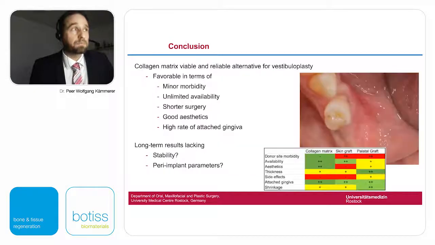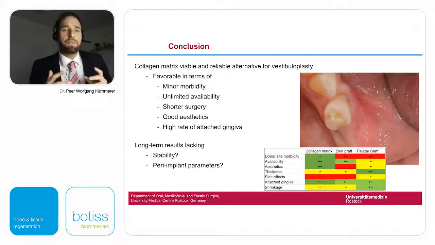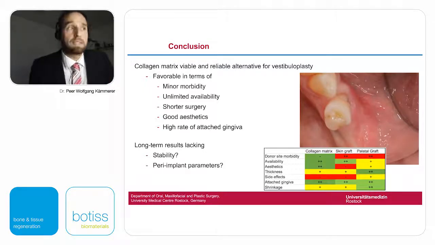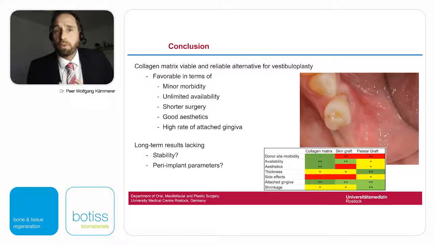So if you put this together, well, for us at the moment, this collagen matrix is a viable and reliable alternative for vestibuloplasty. And why is it favorable? Well, it's minor morbidity, of course, for the patient. This is of high relevance. It's available. The surgery, of course, is much shorter. The aesthetics are really good, so we recommend it.